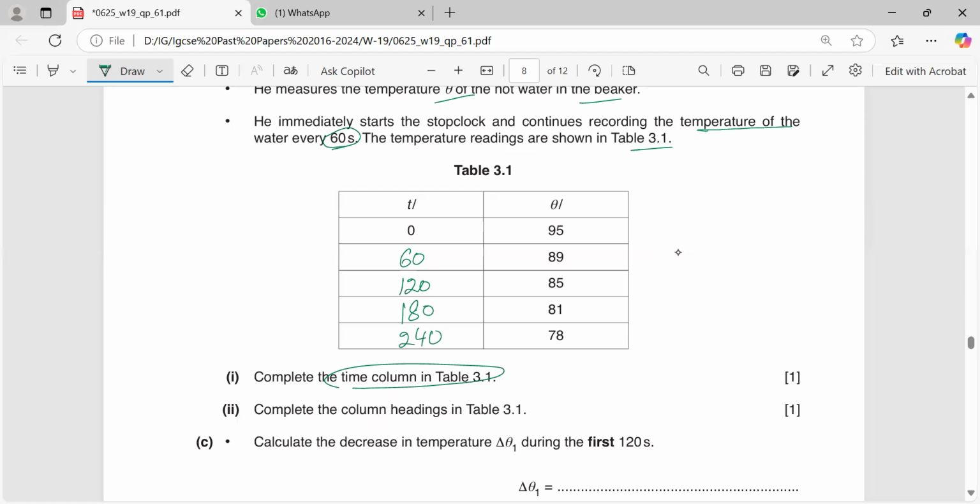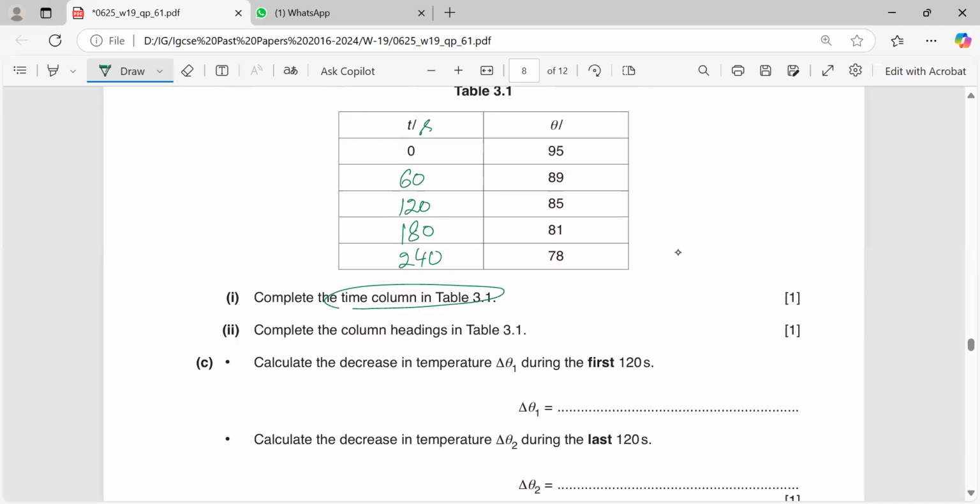Then be very careful. Sometimes 60 seconds, sometimes 30 seconds, rarely half a minute. Every half a minute, then you will be writing either 0, 30, 60, 90, and so on, if the unit here is seconds. Right now it is every minute. But if the unit is already written as minutes, then for 30 you will write 0.5, for 60 you will write 1, and so on.